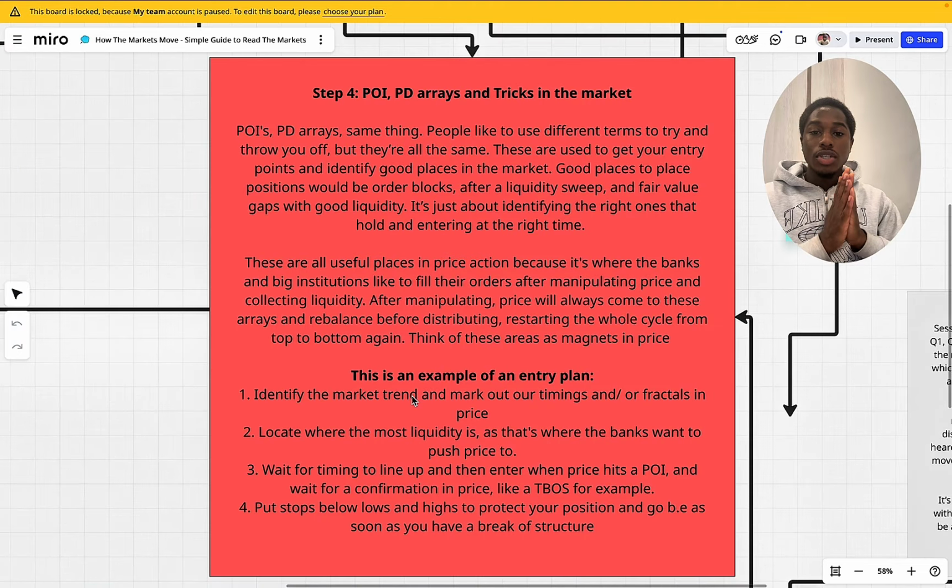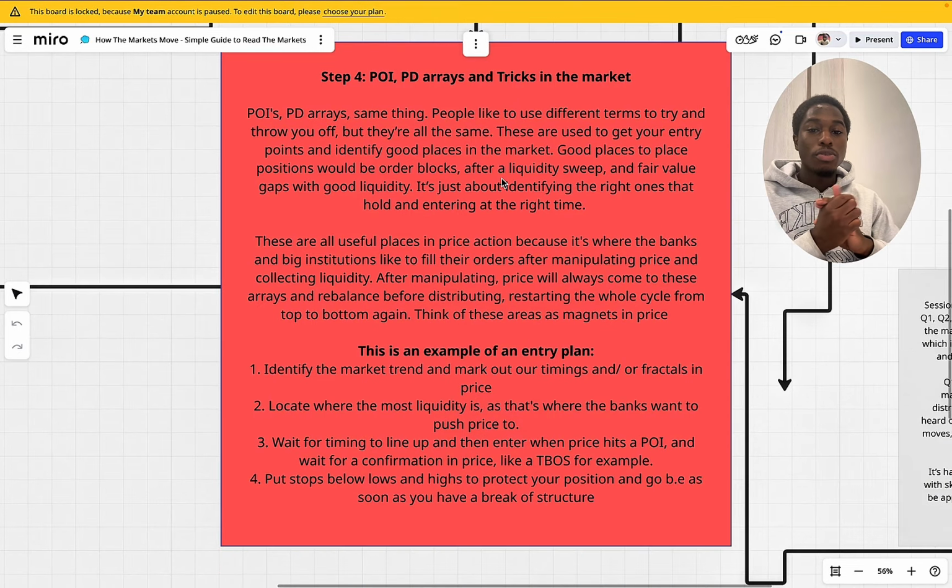And yeah, now step 4, POIs, PDRAs, and tricks in the market. Now, POIs, PDRAs, they're all the same thing. Everyone has their own terms for it. These are used to get your entry points and identify good places in the market. So good places to place your positions would be order blocks after you have a liquidity sweep.